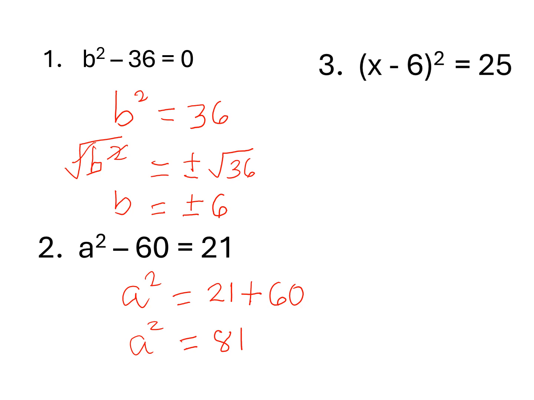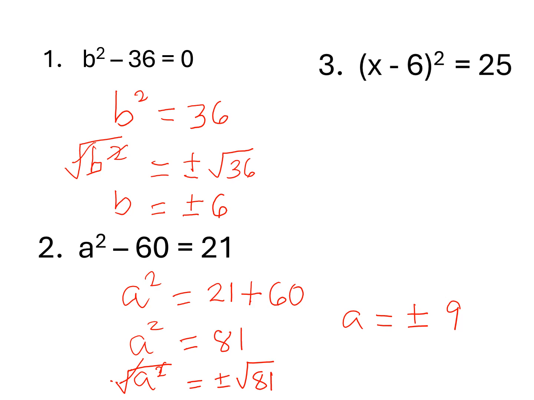Then apply the square root method. Square root both sides, a equals positive negative square root of 81. What is the square root of 81? Yes, that is positive negative 9. So the two solutions are positive 9 and negative 9.